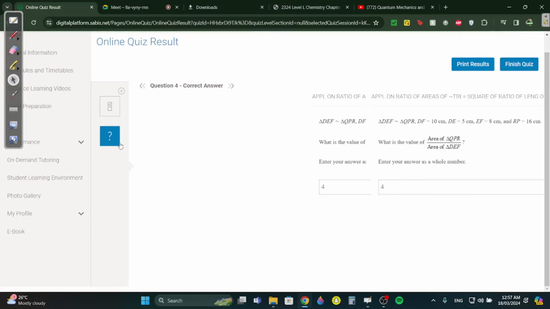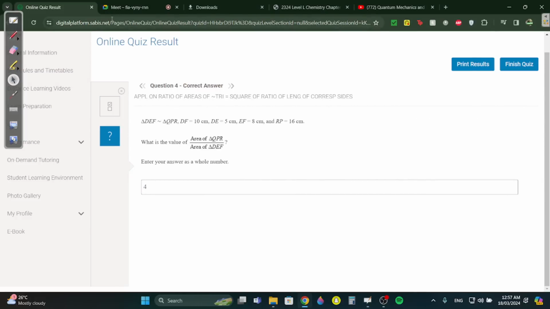Question 4. DEF is similar to QPR. DF is 10, DE is 5, EF is 8, RP is 16. Area of QPR over DEF. We need 2 corresponding sides. What side do we have given? We have RP. What corresponds to RP? EF. Do we have EF? Yes. For QPR, 16 over EF, 8, squared, you get 4.